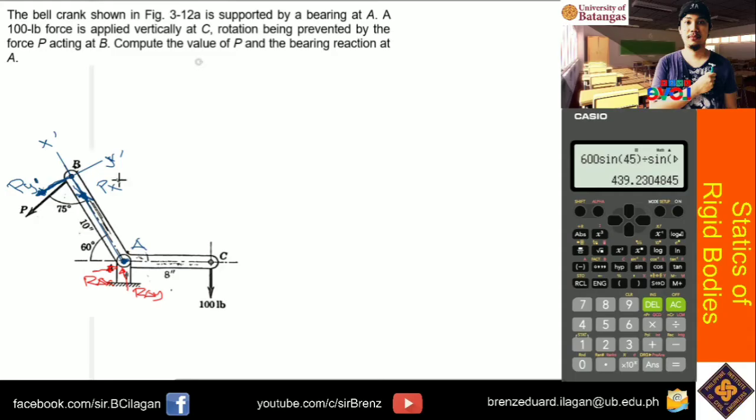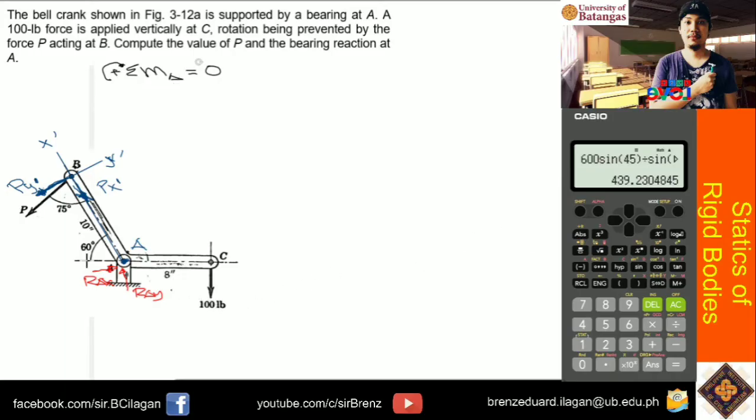Okay, so paano mo makuha yung Py prime na yan? Okay, so the equation will be, tama, i-multiply mo siya ng sin 75. So ang gawin natin, when we take summation ng moment at point A equals to 0. So ano yung mga forces na i-consider mo na lang?